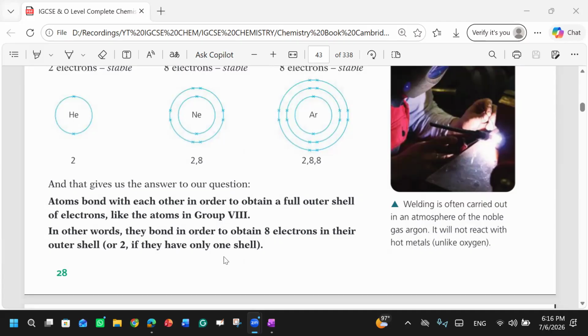Why have they mentioned this? That if they have just one shell, then they can follow the duplet rule. Why can they not follow the duplet rule with more shells? Think about it. They are saying they can follow the duplet rule if they have only one shell, but if there are more shells, then it cannot follow the duplet rule. Why is this so?